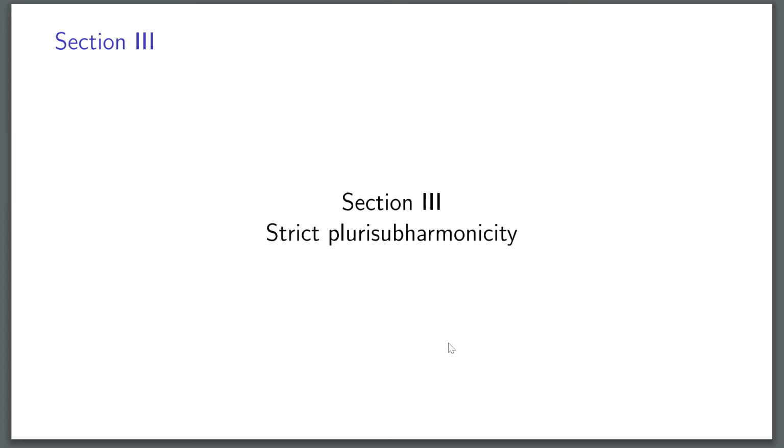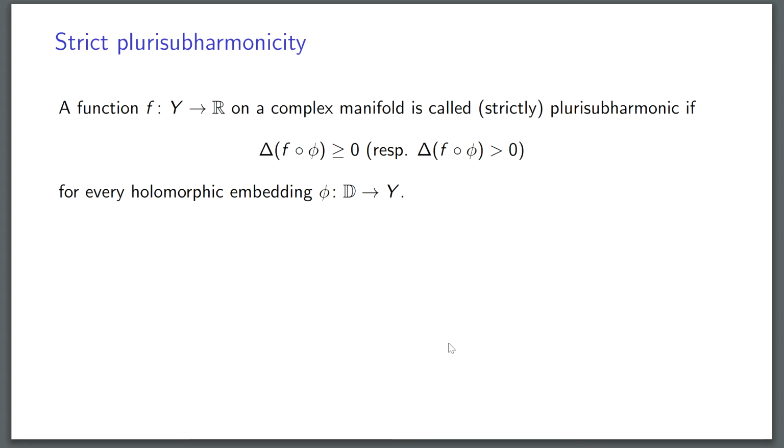And in order to discuss the results, let's first define what plurisubharmonicity exactly is. So we consider a function on a complex manifold called Y with values in the real numbers. Then this function is called plurisubharmonic if it is subharmonic on every holomorphically embedded disk. To be more precise, we consider any embedding of the unit disk in the complex plane into our complex manifold, and we're looking at a holomorphic embedding.